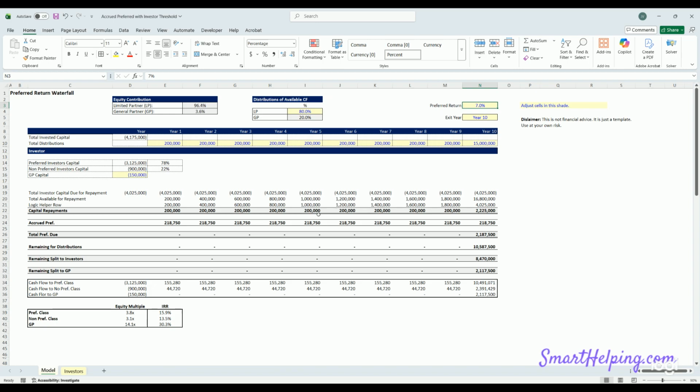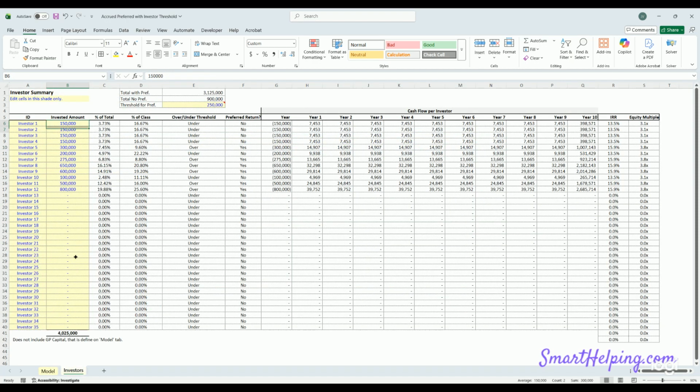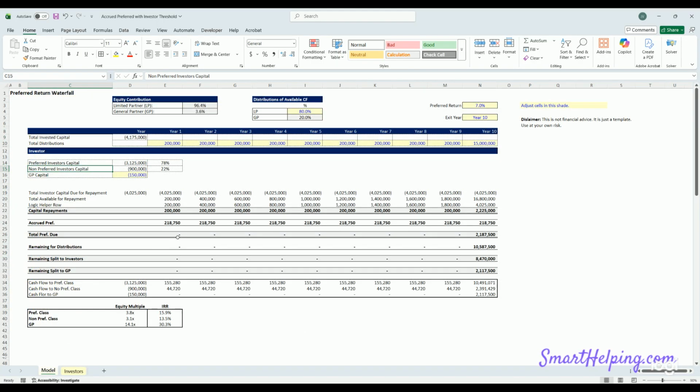So let's just talk about the general deal structure here, now that you kind of see how it's made up. It's set up so that all the capital of the LPs, no matter if they have the preferred or they're non-preferred investors, all of this capital here is repaid 100% before any cash goes anywhere else. And that's including the pref.